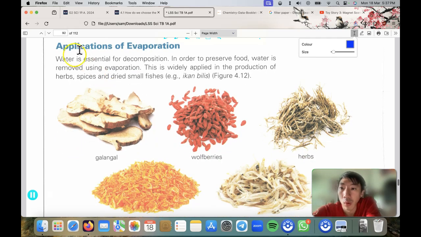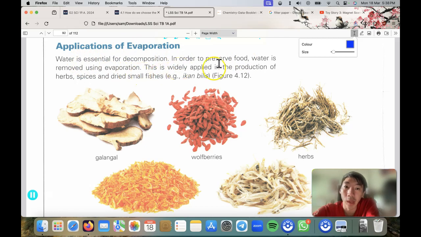Okay, so there are some applications of evaporation over here. For example, we can have dried food products. Now, why do we dry our food products? One of the reasons is because we want to preserve it. Bacteria can grow in food that is moist or wet. If we dry it, then it's difficult for the bacteria to grow. So they say that water is essential for decomposition. In order to preserve food, water is removed using evaporation.